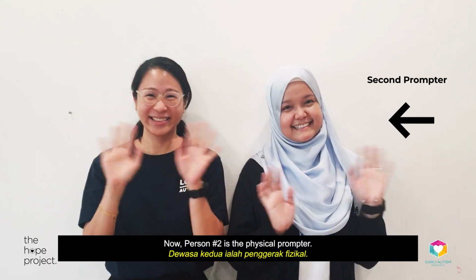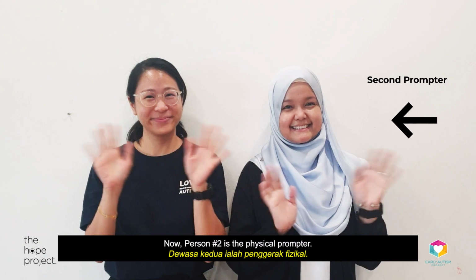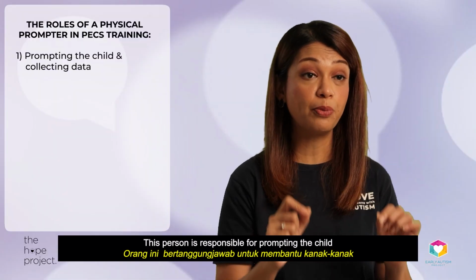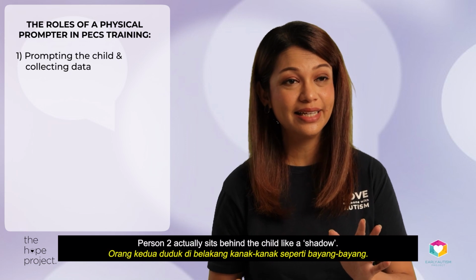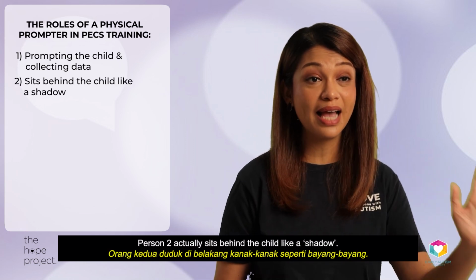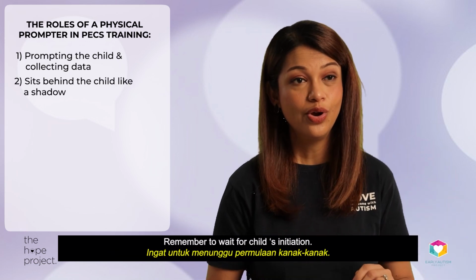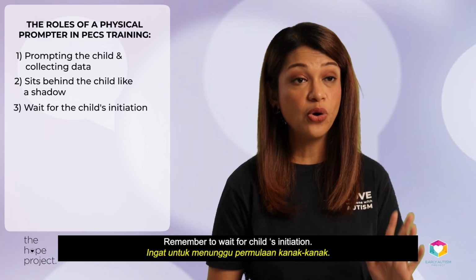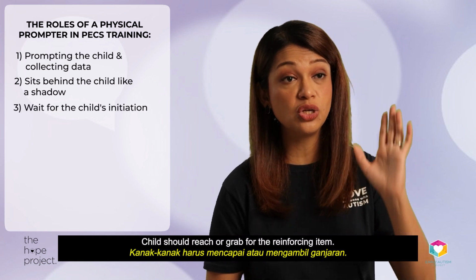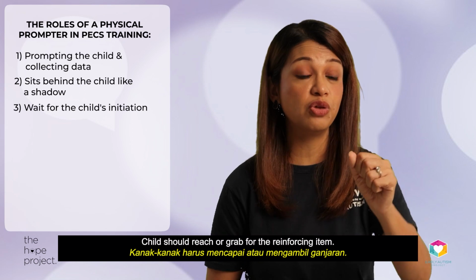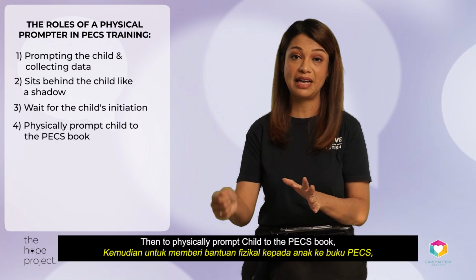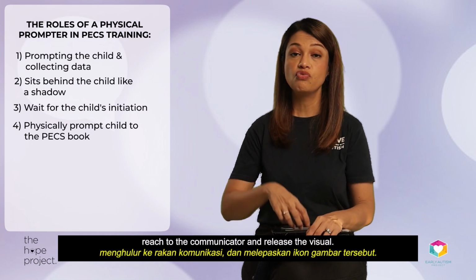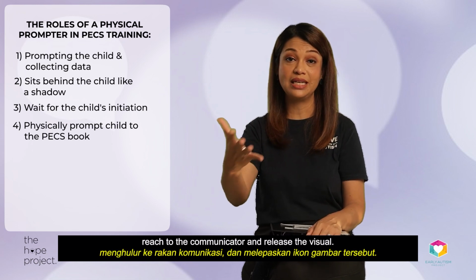Now, person number 2, your role is the physical prompter. This person is responsible for prompting the child appropriately as well as collecting data. Person number 2 sits behind the child like a shadow. Remember to wait for your child's initiation. So essentially your child should reach or grab for the reinforcing item. Then only you would physically prompt your child to the PECS book to pick the visual up, reach to the communicator and release the visual.